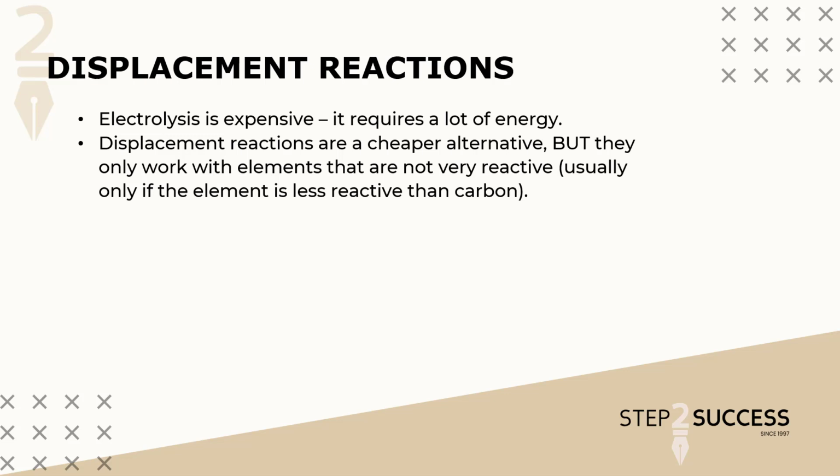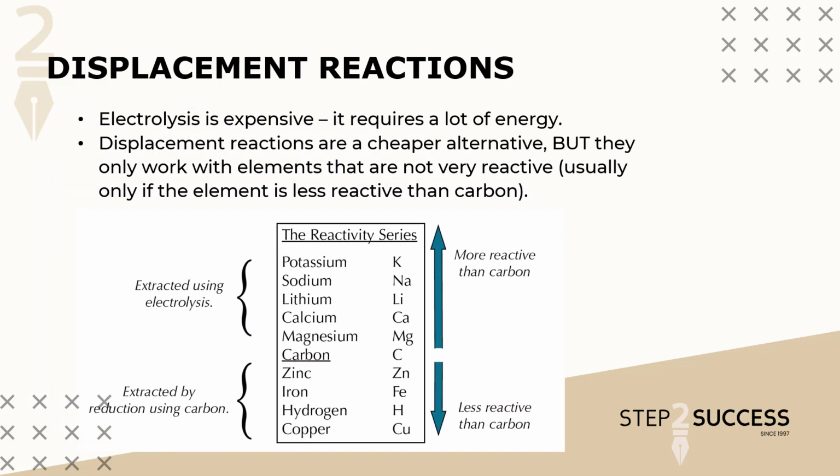So I'm going to show you now a reactivity series. The reactivity series, as you may have seen before, is a list of elements on the periodic table in order of reactivity. And as you can see here, if we highlight this particular part, these elements up here are extracted using electrolysis. So if we have sodium chloride or potassium oxide, for example, we tend to use electrolysis for those. For the elements below carbon, like zinc and iron, we will be able to extract them using carbon, and we're going to show you how that works now.